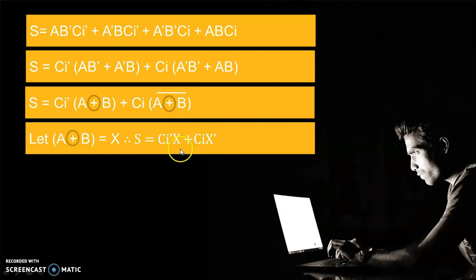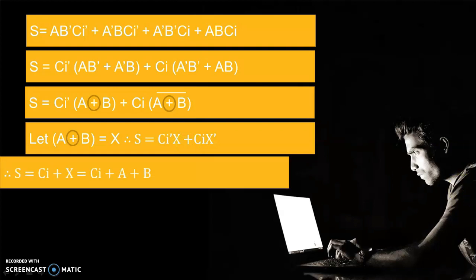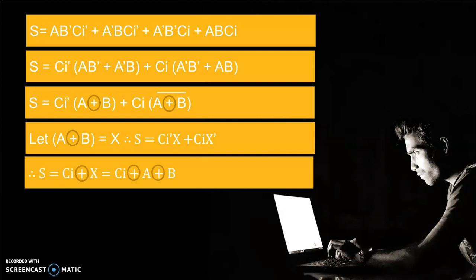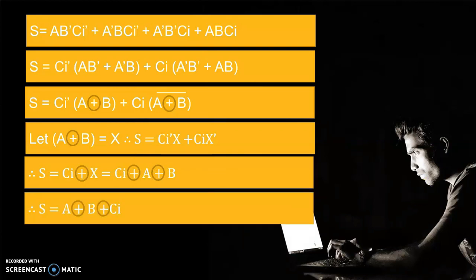Now as a whole, this Boolean function also indicates exclusive OR gate. So we can write S is equal to Ci exclusive OR X, and if we substitute the value of X again, then it becomes Ci exclusive OR A exclusive OR B. So the last equation we get, that is S is equal to A exclusive OR B exclusive OR Ci. The meaning is all the three inputs are connected with each other through the exclusive OR gate, and then the output we get is our sum.